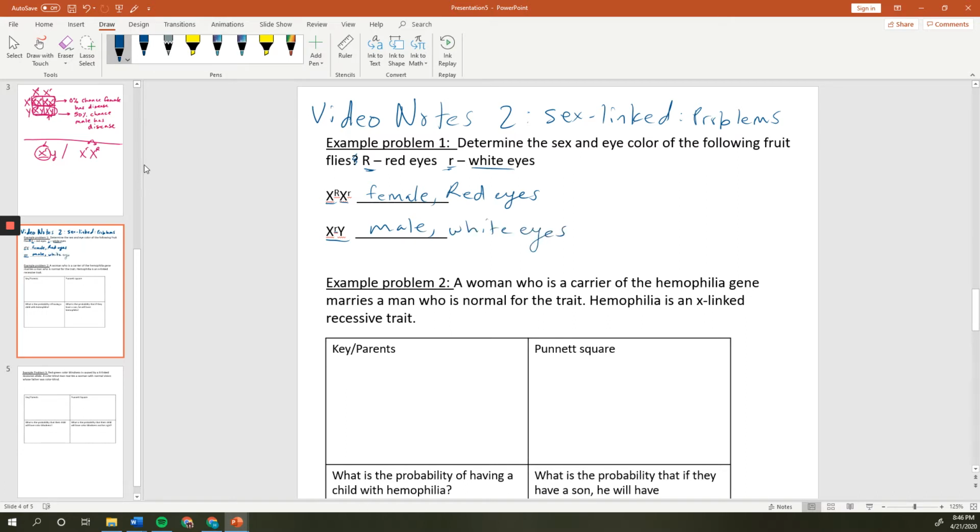And just to remind you, there is no gene for eye color on the Y chromosome. There's nothing there because this is an X-linked gene, okay? So all of the problems here that we're talking about are going to be X-linked, okay? Maybe I should say up in the corner, X-linked problems, okay? All right, next one.